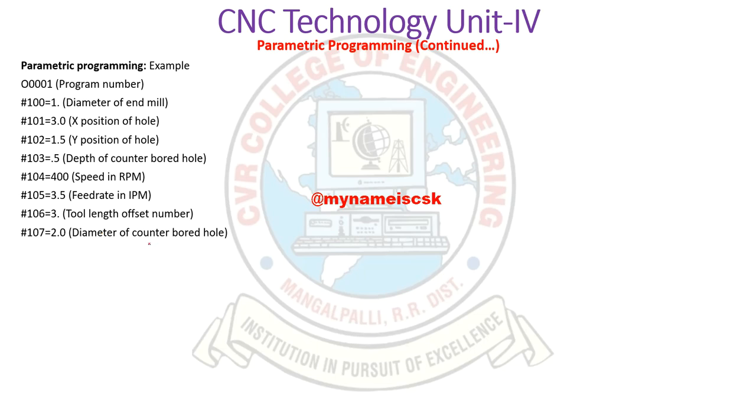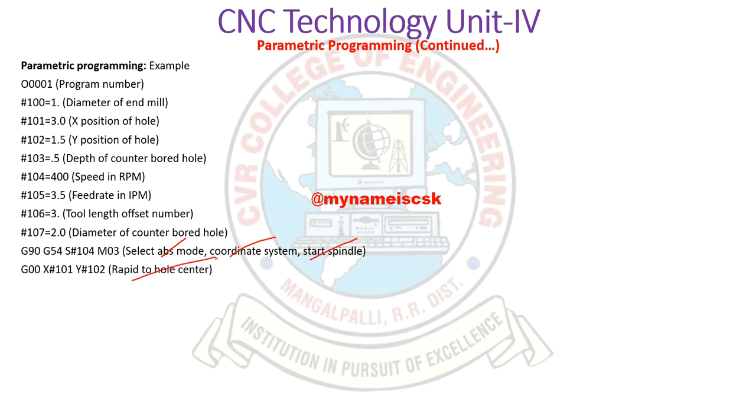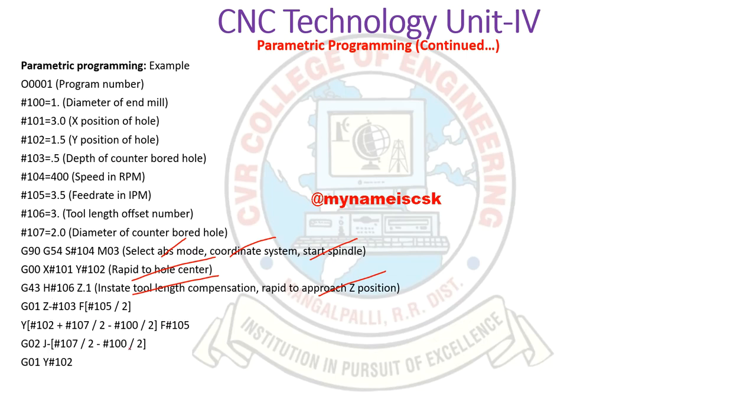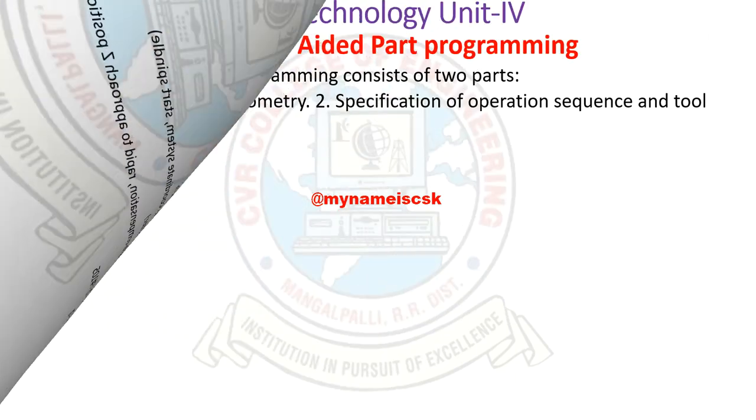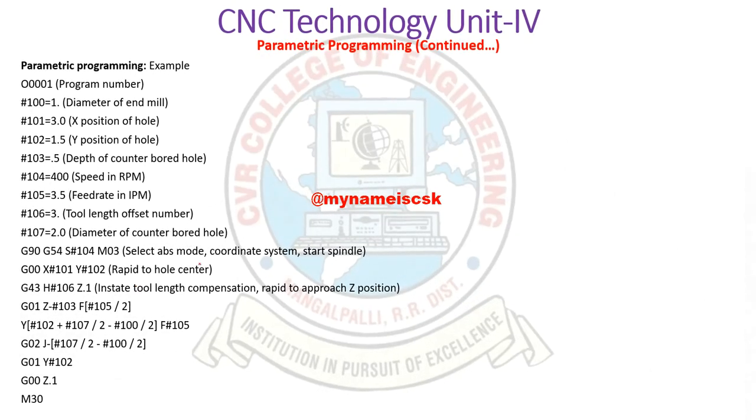So after drilling we have to make the boring, then we select the bore, absolute mode, and we select the coordinate system, and we start the spindle, then rapid to hole center. Then we are using the tool length compensation and rapid approach in this programming. Then directly we go to the end of the programming, M30. Everything will be written in the parametric programming by using these different programming languages. Okay. So this is the end of the manual part programming in CNC terminology.